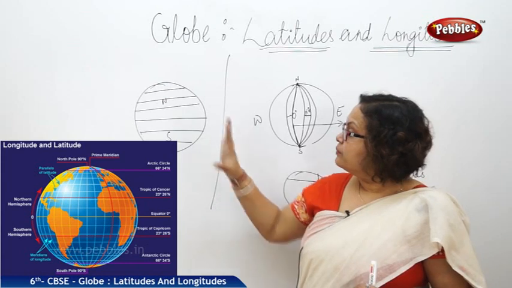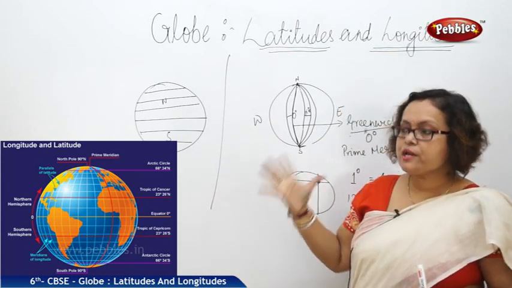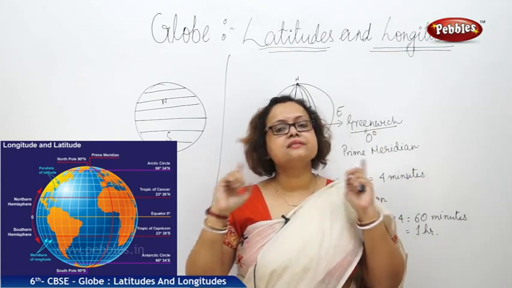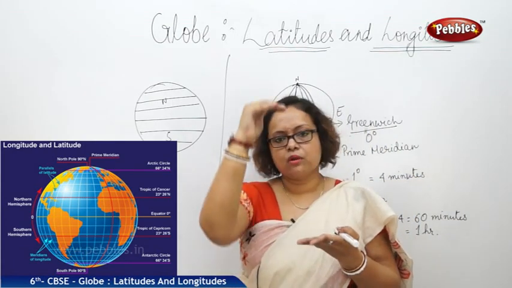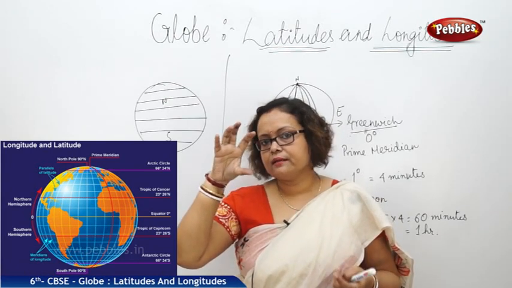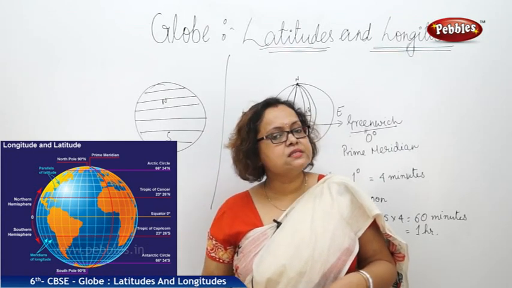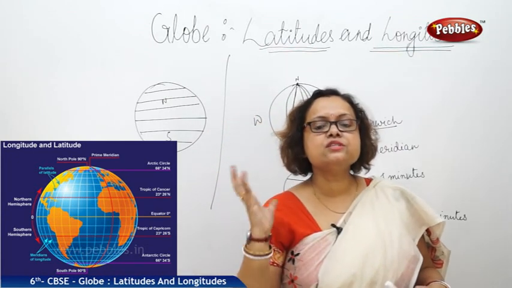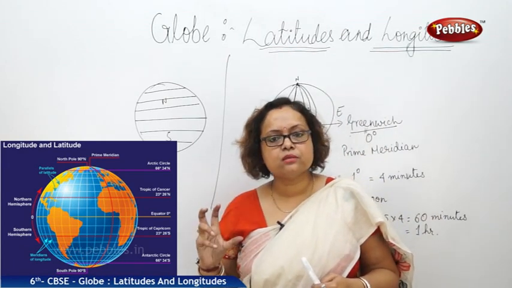Let us recapitulate this lesson. The true shape of the earth is not exactly round. We know that it is a little squashed from north and south. It looks just like an orange. It is a geoid shape. We all know that. What is a globe? A globe is a miniature model of the earth.